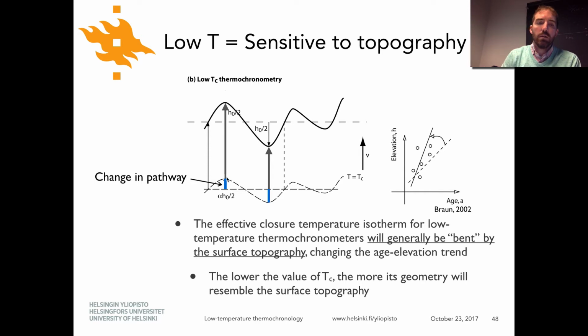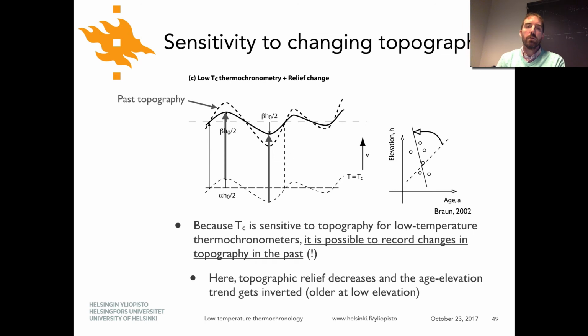So here the closure temperature isotherm is closer to the surface than it was before. So this vector gets a little bit shorter. Here in the valley, this vector is a little bit longer than it was before. And so the blue is just kind of showing you the difference in the length of those. And that will then change this relationship of the sample ages with elevation. Okay, I guess that probably makes sort of intuitive sense.